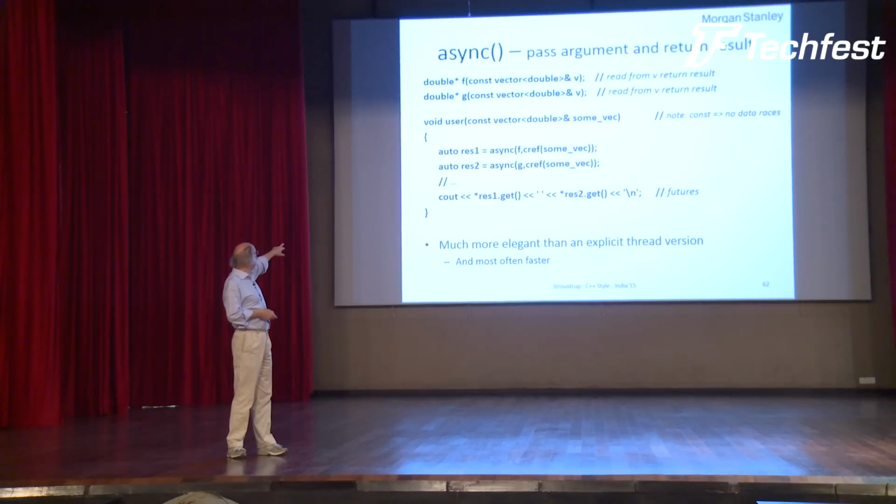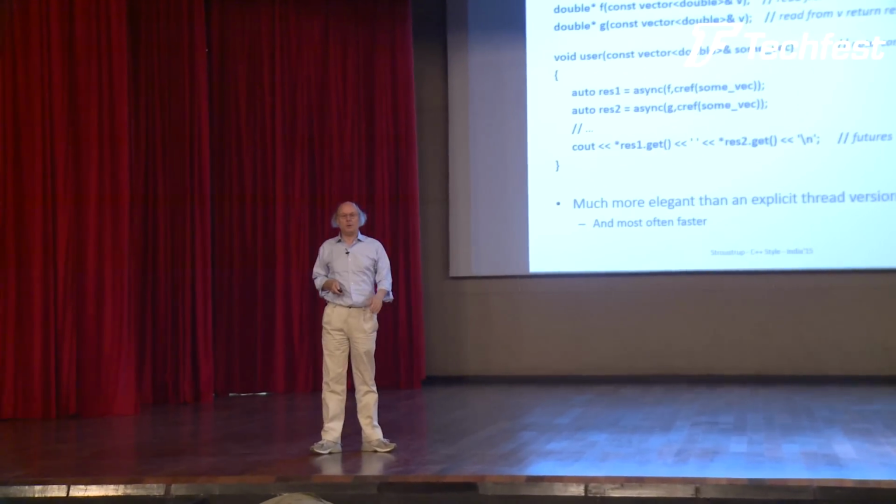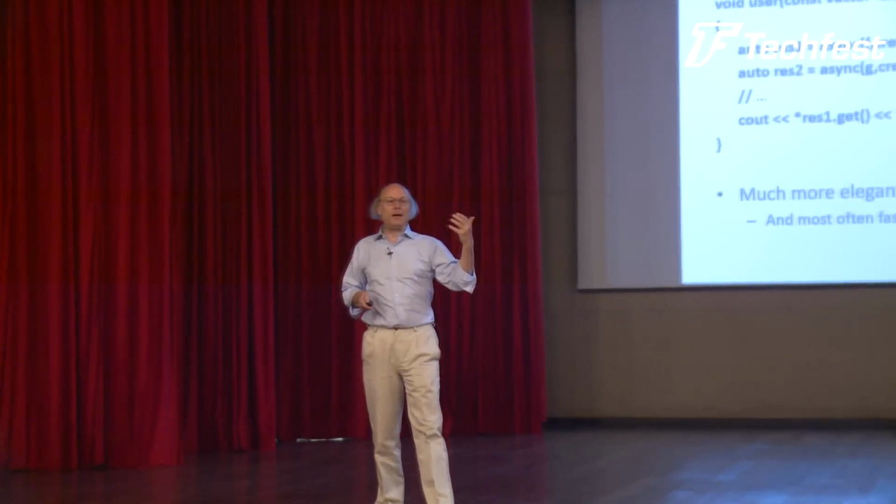It says launch f with a reference to some vector, launch g with a reference to some vector, and get the results back. Async gives a handle back, a future, that you can get values from later. If you try to get before the answer has arrived, then you delay. If the answer gets there first, you just carry on. So simplifications like that are possible today. This is standard C++. And it is going to run faster with some probability because you don't need more than one extra thread to run this. You can run the other one on the main thread.